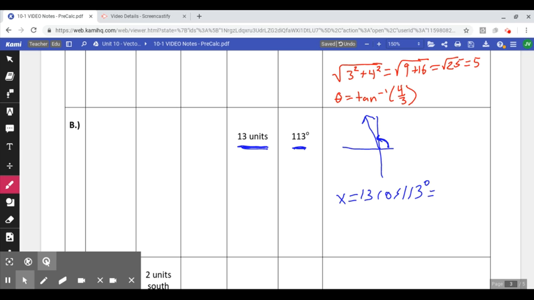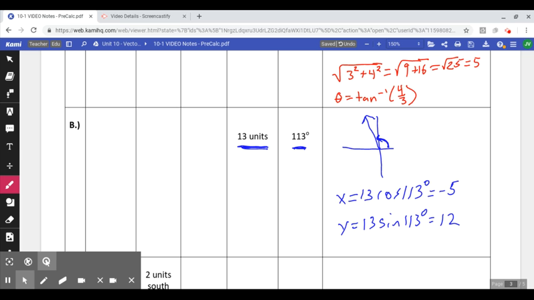Make sure your calculator is in degree mode. Type this in. You don't need the inverse here because we have the angle. We're not trying to solve for an angle. And if you type this in, you're going to get about -5. There's going to be a decimal on there. I think my calculator says -5.0795, and it goes on a little ways. But just for time's sake, let's go ahead and round to -5. Then the y part would be 13 times the sine of 113 degrees. If you type that in your calculator, you're going to get about 12.